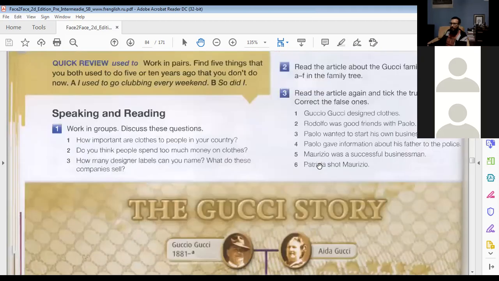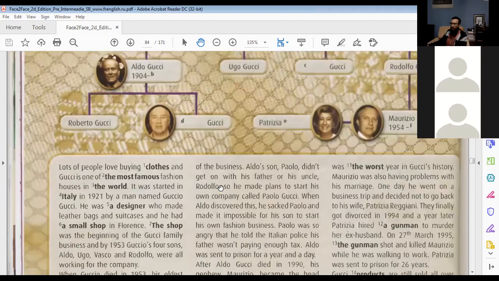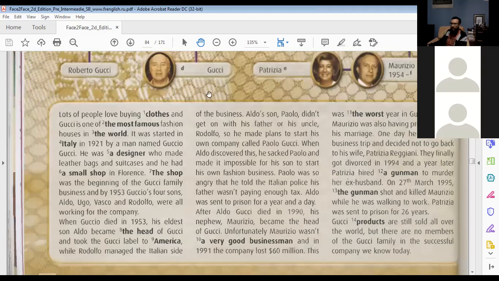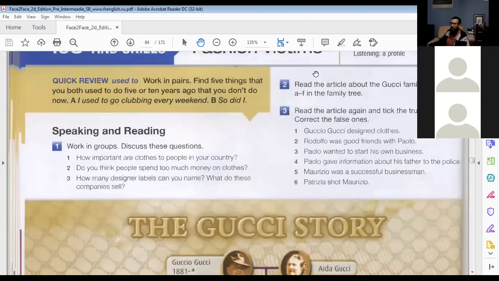Okay, what about Rodolfo? Rodolfo was good friends with Paolo. Is this true? Was Rodolfo good friends with Paolo? No. Where does it say? Yes, that's correct. So Paolo didn't get on well with Rodolfo. So number one is false, and number two is false. Let's answer them. So false, false.